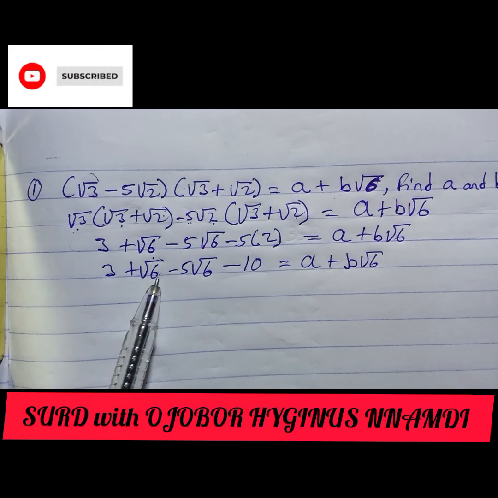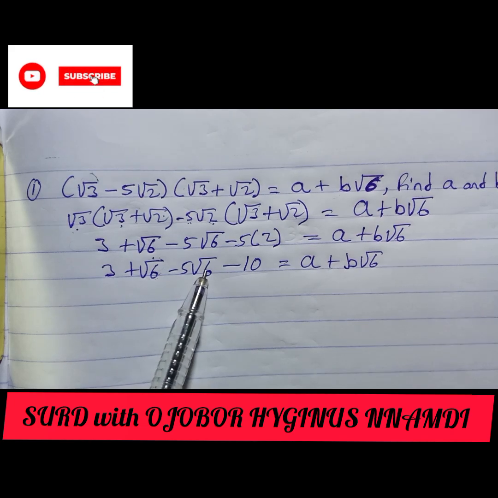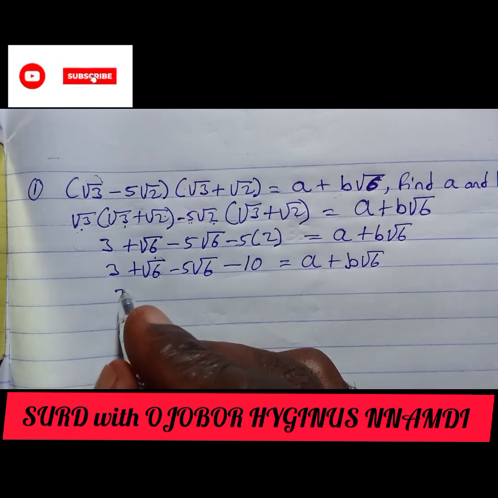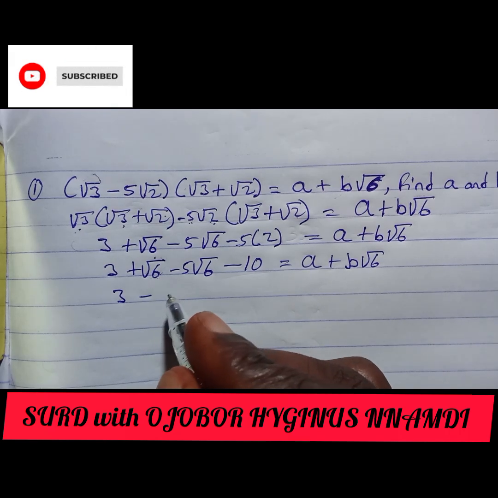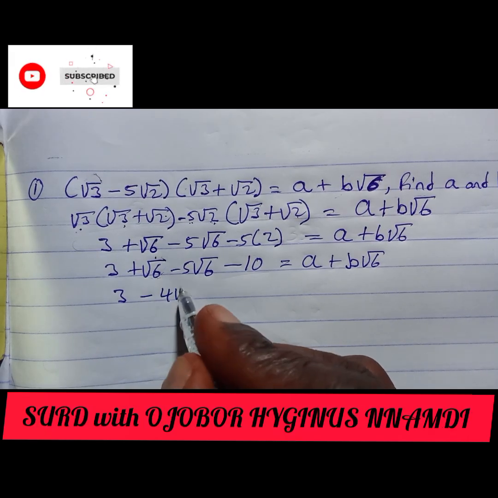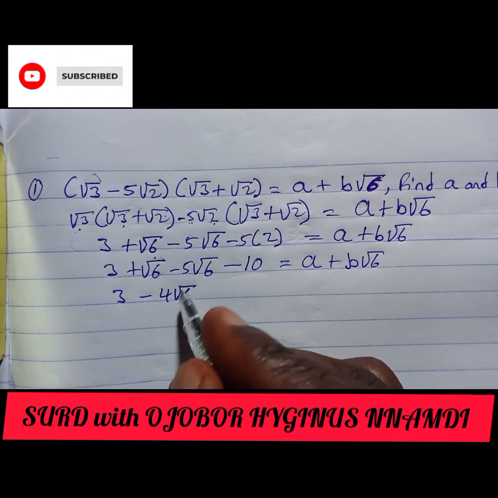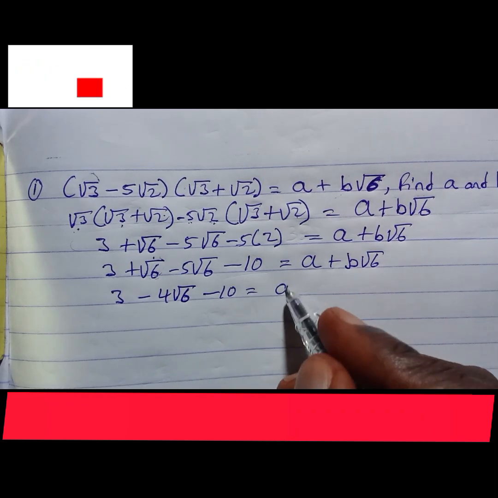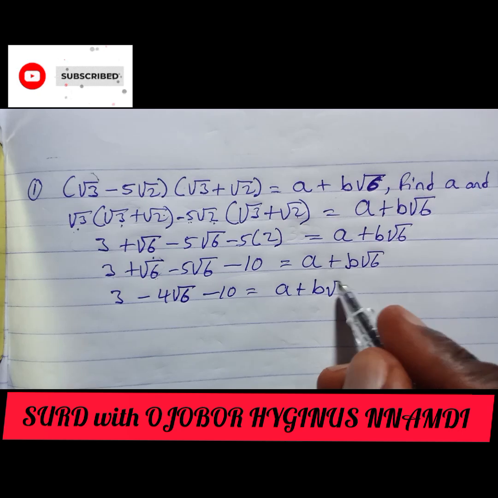If this is x, you have x minus 5x. When you say x minus 5x, you have minus 4x. So we're going to have 3 minus 4x, which is 3 minus 4 root 6, where the root 6 is the one we replaced with x. Then minus 10 is equal to a plus b root 6.